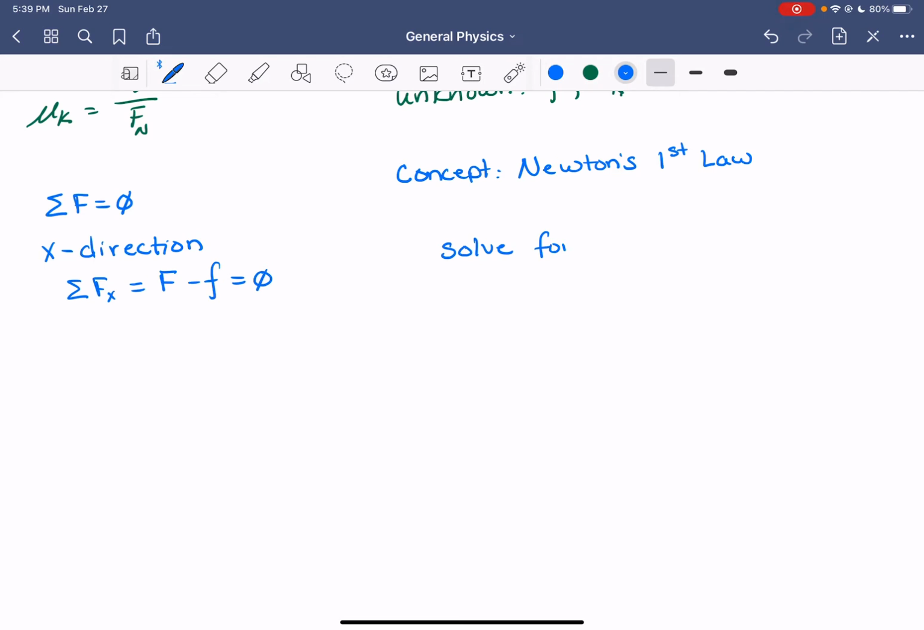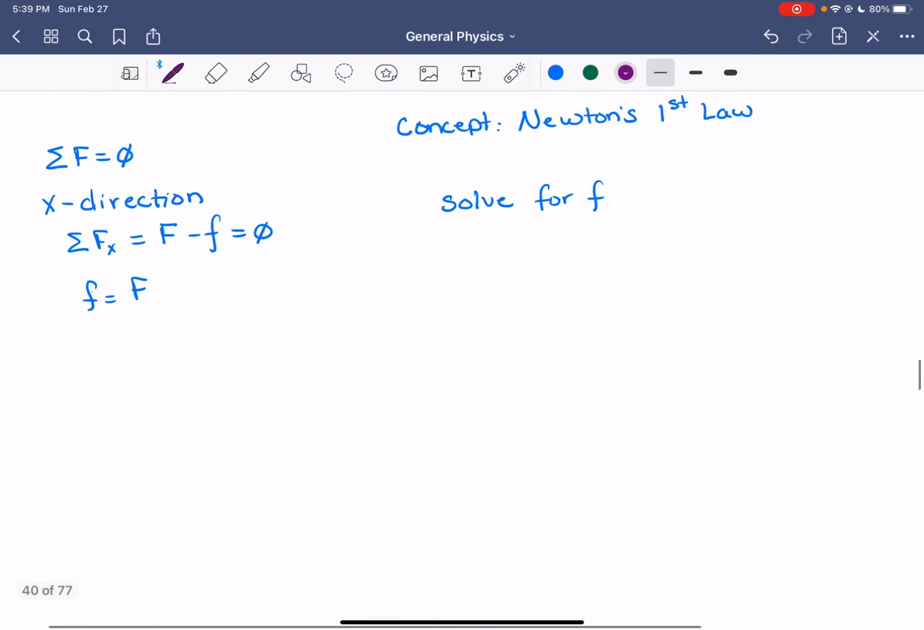I'm going to go ahead and solve for the frictional force. The frictional force is going to be equal to the applied force. I know what the applied force is; they give that to me in the problem. So I now know what the frictional force is equal to.